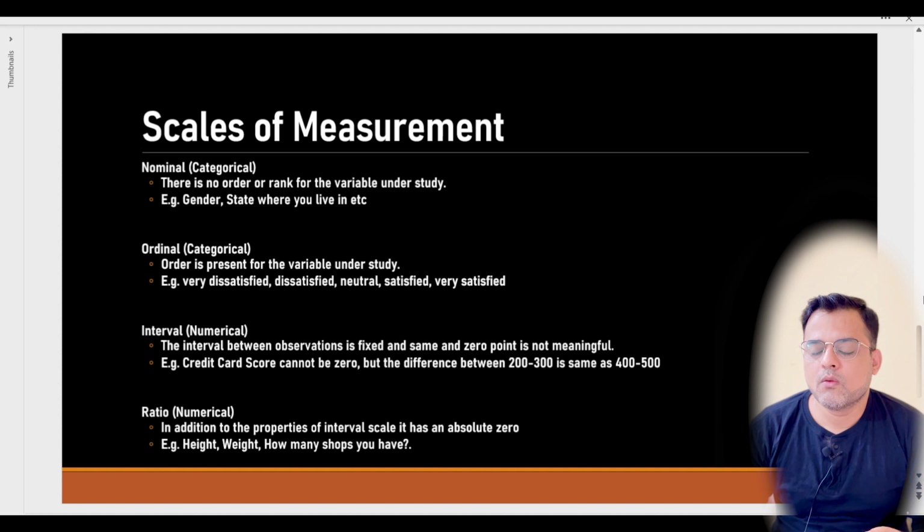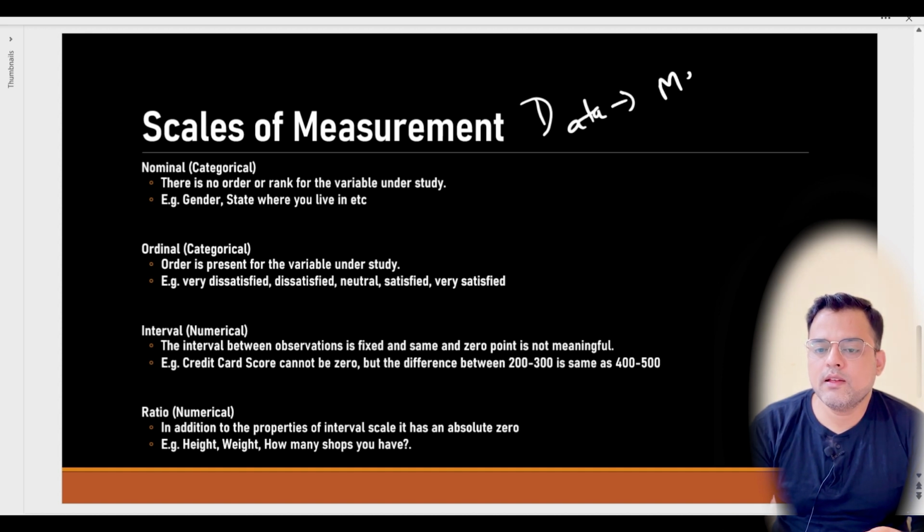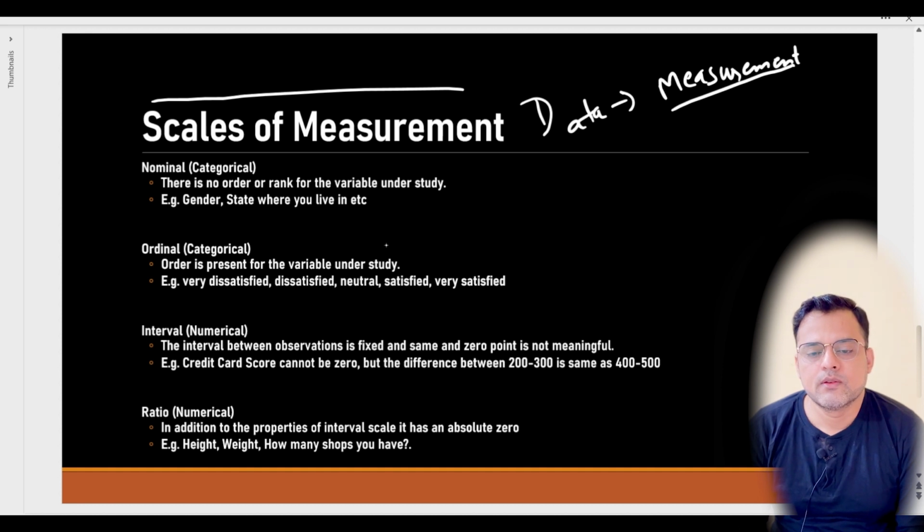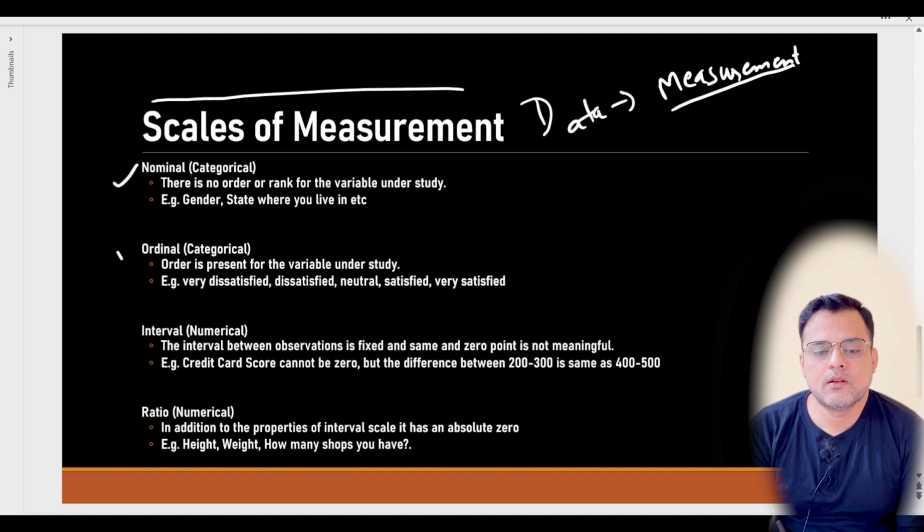Now next is, whenever you are collecting your data, you are collecting in a certain format, which we call a measurement, or scale of measurement. So what is this scale of measurement? It says that whenever you are going to collect your data, what is the scale, or how you are going to explain your data. So in terms of scales of measurement, there are predominantly four kinds of scales. One is nominal, then ordinal, then interval, and then ratio.